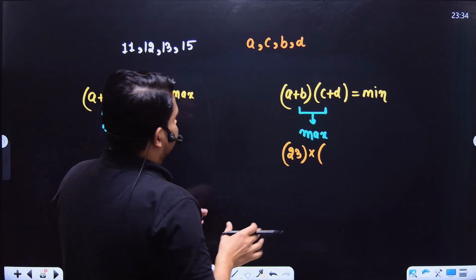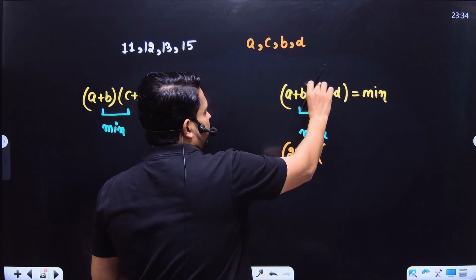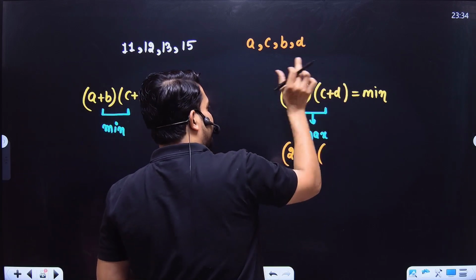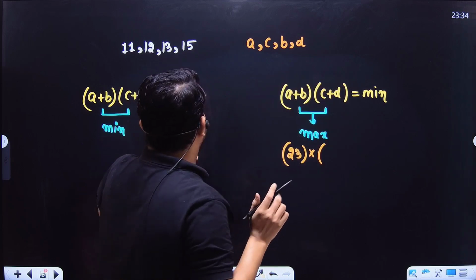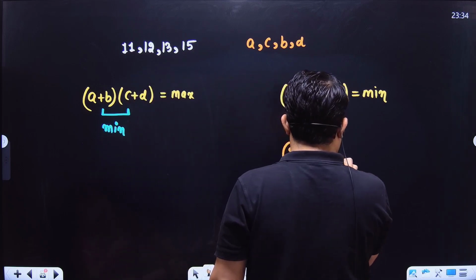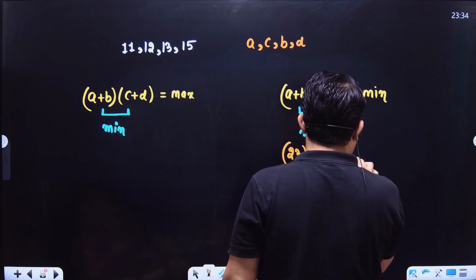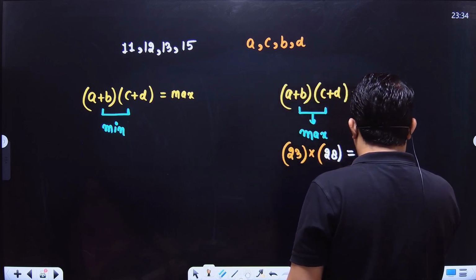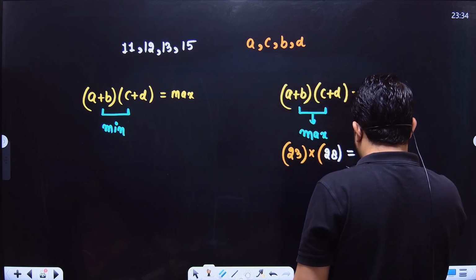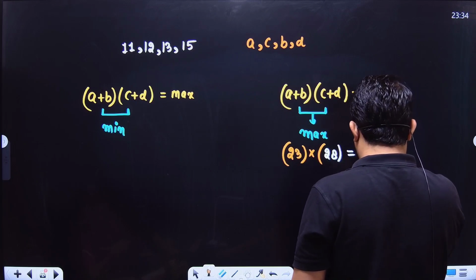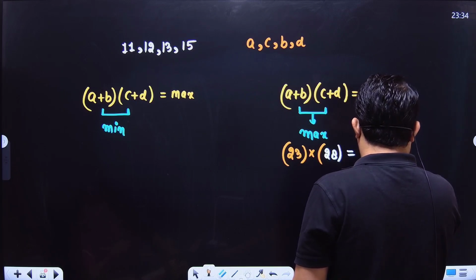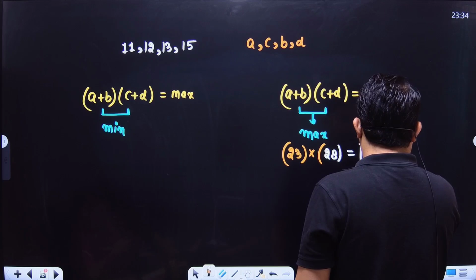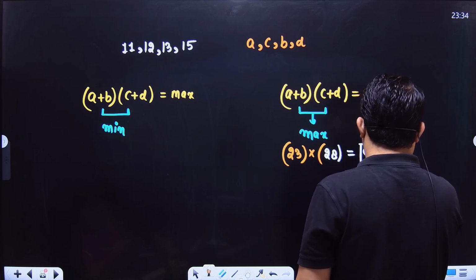You have to write the maximum value from here. You will add 13 plus 15, that is 28. You will multiply 23 by 28, and that will be the minimum value. 23 times 8 is 184, 18 is the carry. 23 times 2 is 46, then it is 644. This one is the minimum value of this expression.